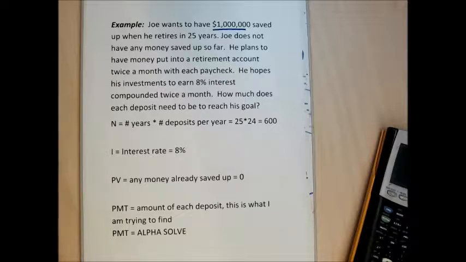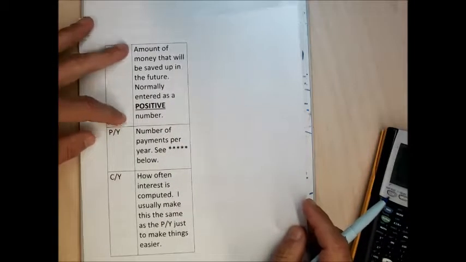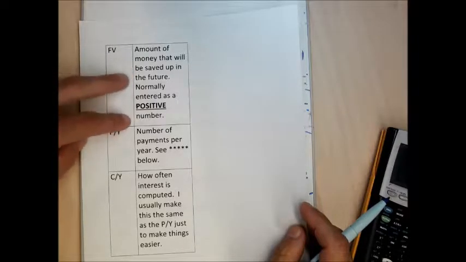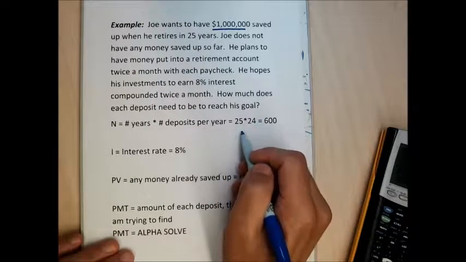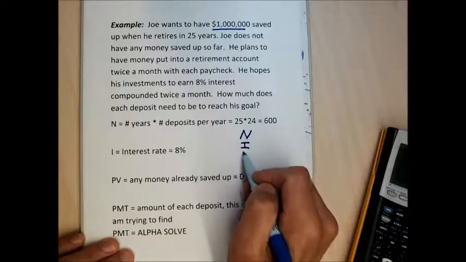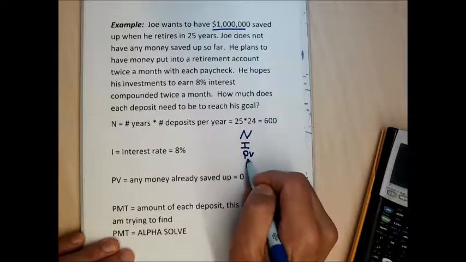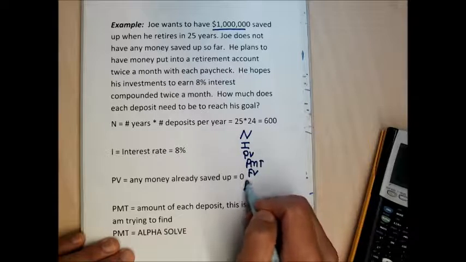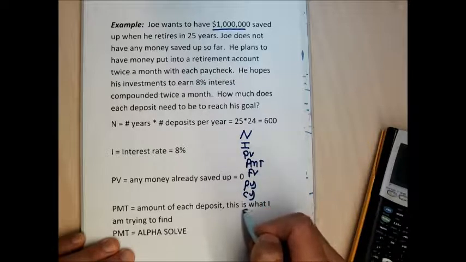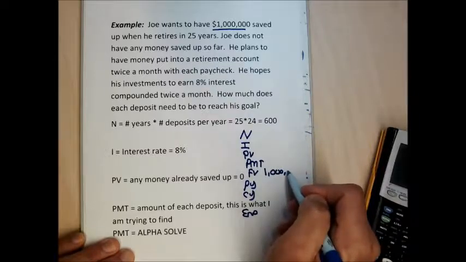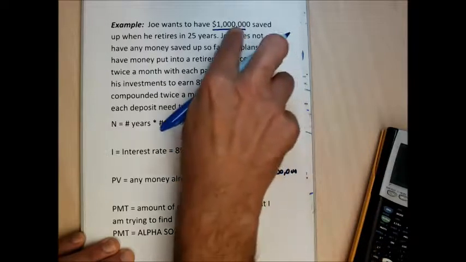And generally, so FV is the amount of money I want to have saved up in the future. Normally that's entered as a positive number. So immediately when I'm reading about Joe, even though I haven't got all the way through the problem, I know one of the values that I'm going to need. For Joe, his future value is what he wants to have saved up in the future.